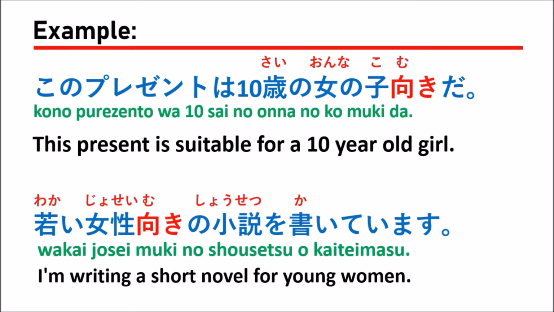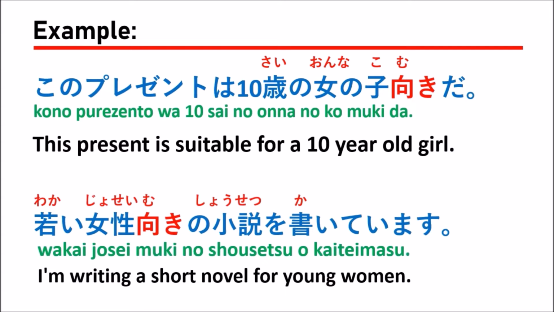For the first sentence, we see that we use it with the noun 女の子. 女の子 means a young girl, right? Here they say 10 years, so a 10-year-old girl. Muki means it is suitable for that thing. Here our thing is 女の子, which means a small girl.